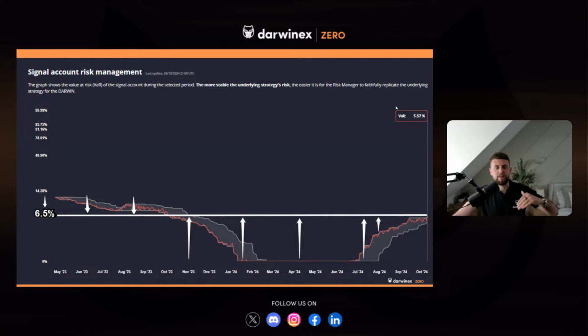So as it moves down, let's say the trader's taking a 1 lot or a 2 lot. If this trader gets to 3.25%, the risk engine's pretty much going to be doubling their risk. Not exactly, but pretty much there or thereabout. So for every 1 lot the trader takes, the risk engine might be taking a 2 lot on the Darwin.